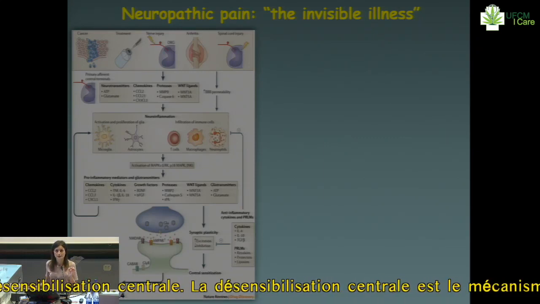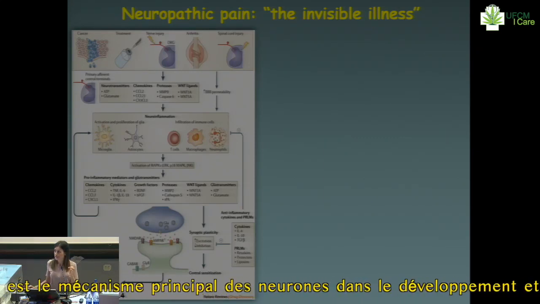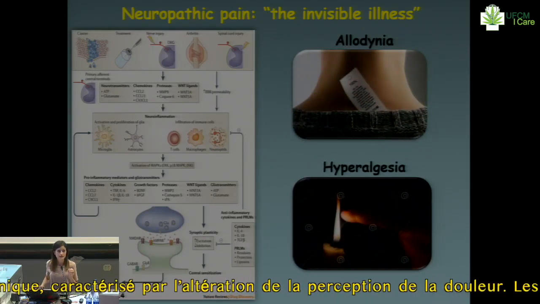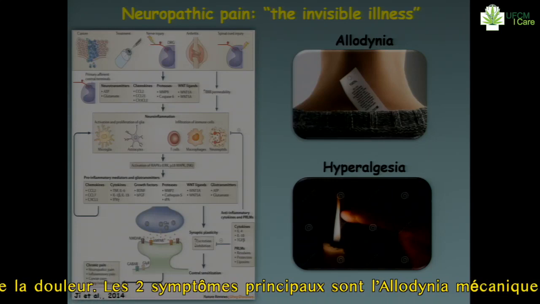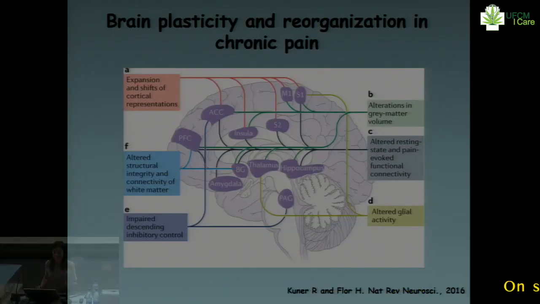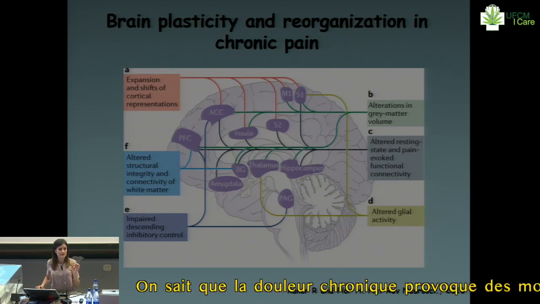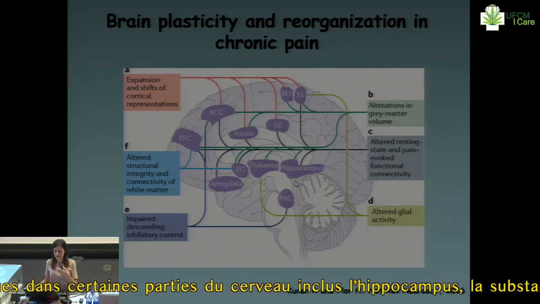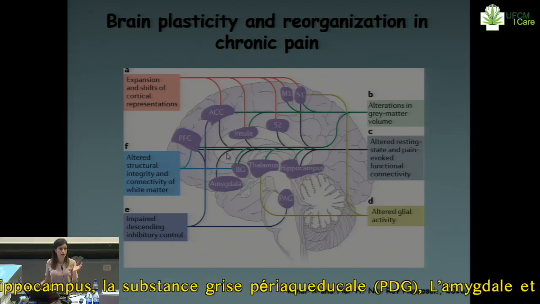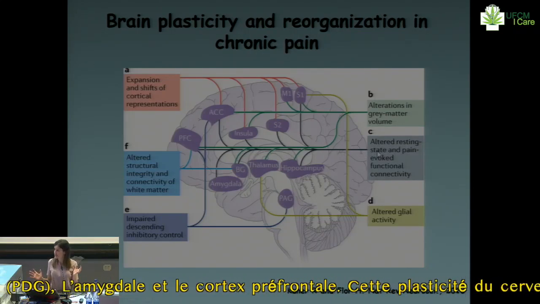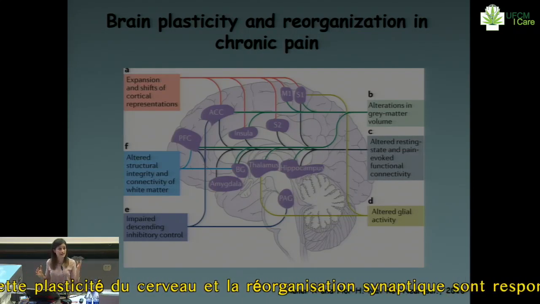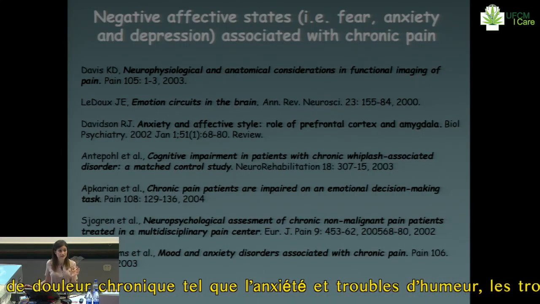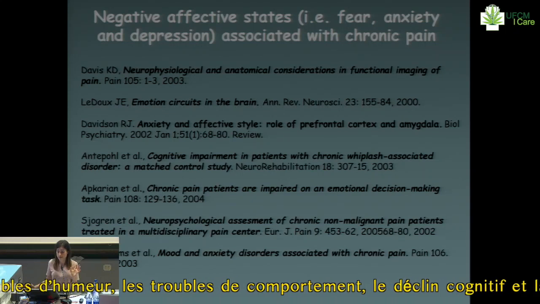Central sensitization is the main neural mechanism at the basis of the development and maintenance of chronic pain, which is characterized by alteration of pain perception, and the two main symptoms are called mechanical allodynia and thermal hyperalgesia. But it's known that chronic pain induces morphological modifications in different areas of the brain, including the hippocampus, periaqueductal gray, amygdala, or medial prefrontal cortex. And this brain plasticity and synaptic reorganization is responsible for the comorbidities of chronic pain, like mood and anxiety disorders or cognitive decline and memory deficits.